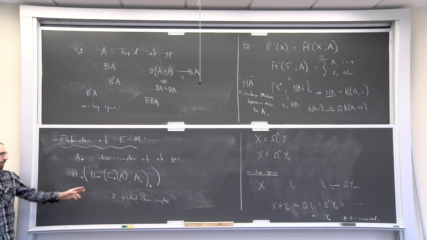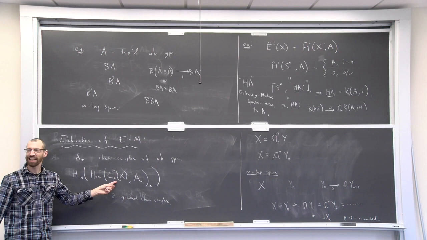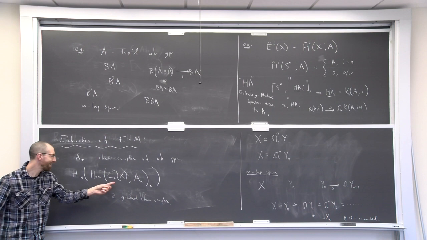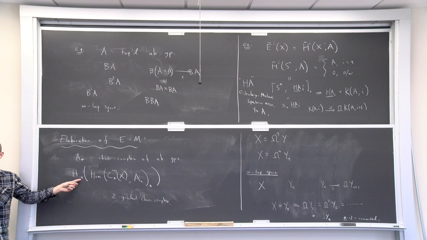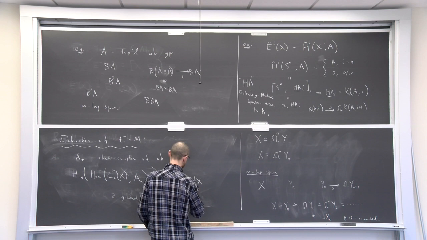If A were just concentrated in one degree, this would simply be an abelian group. And then you might say, whoa, that thing homing out of a chain complex should give you a cochain complex. But it's a chain complex if you think of it as being graded in negative degrees. And then the cohomology of the cochain complex would be the minus homology of that resulting chain complex. Okay? So I will define this to be Hn of X, or cohomology of X with coefficients in the chain complex A.